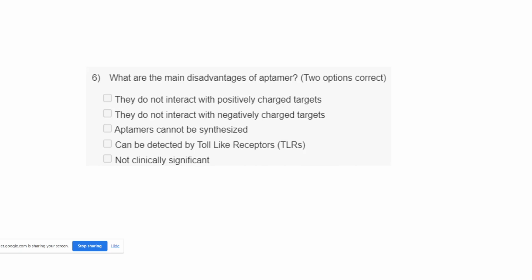Okay, here is the sixth question. What are the main disadvantages of aptamer? You have to select two correct options. They do not interact with positively charged protein targets. They do not interact with negatively charged targets. Aptamers cannot be synthesized. Can be detected by toll-like receptors. Not clinically significant. Option 3 and 5. Okay. Option first and fourth. First and fourth, okay.